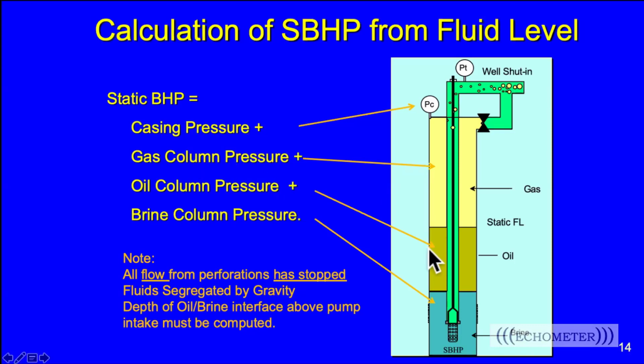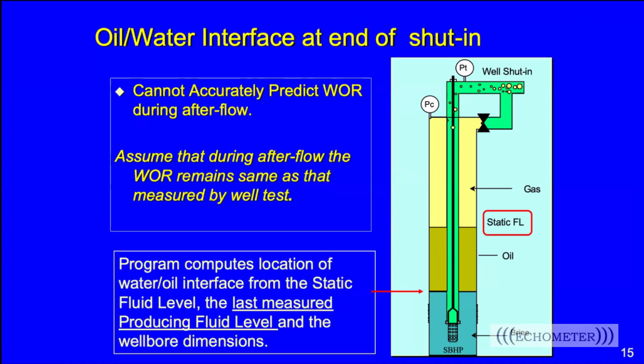So on these calculations, we're having oil and water in the wellbore. It's a little bit difficult to predict how much oil and water we have in the wellbore, because we don't know the production rates from our different zones. All we can assume is that the water-oil ratio will remain constant from what it was from the well test that we had before we shut the well in.